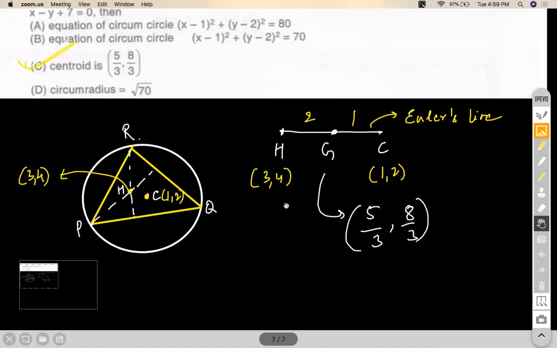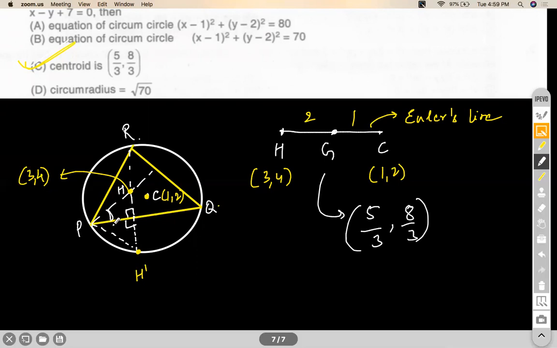Next thing is, I don't know how many of you realize this fact that the mirror image of the orthocenter about this line PQ will actually lie on the circumcenter. Now, I can easily prove this. This is very simple. See, basically what I'm trying to say is that, this angle and this angle are same. That means these two distances are also same. Now, how it is same?